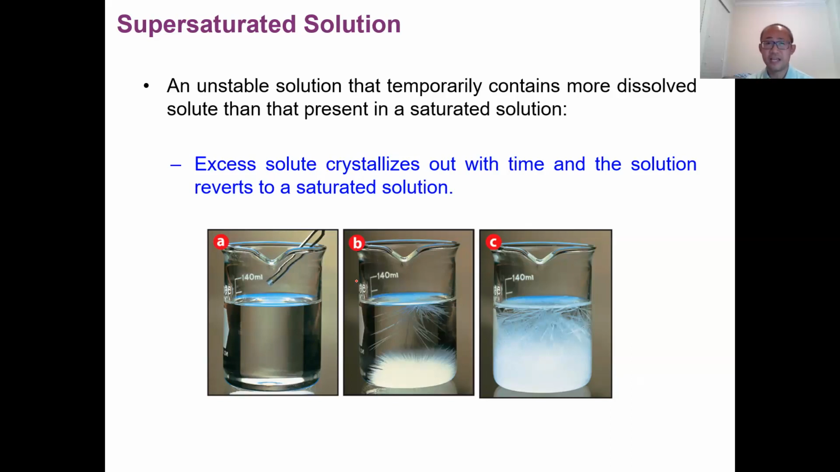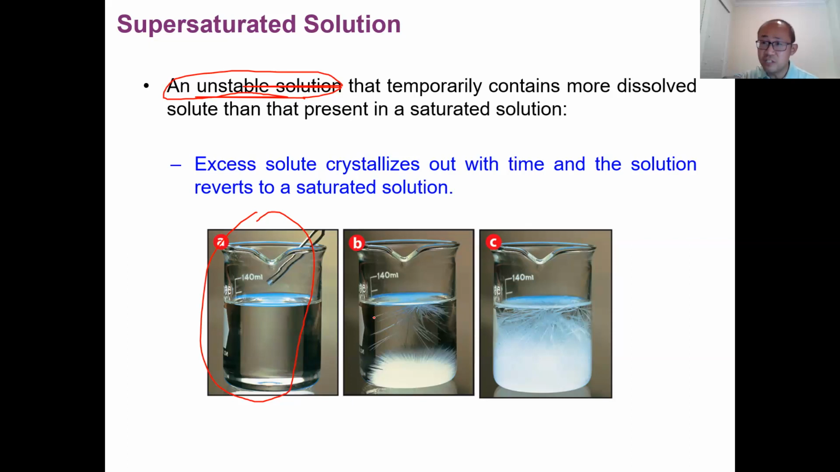Saturation sometimes can go above the maximum amount. That is, a solution can actually dissolve more than the maximum amount, or more than what is normally dissolved in a saturated solution. But that stage is not a stable stage. That solution is not a stable solution. And we call that solution a supersaturated solution, like this one. They actually dissolved more solute than in a saturated solution.